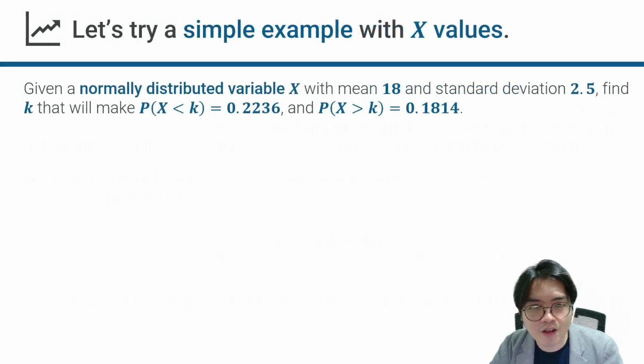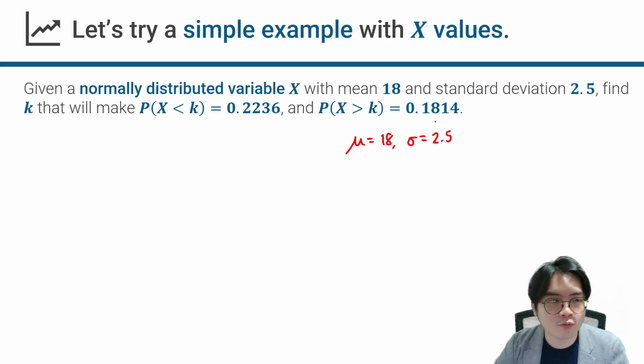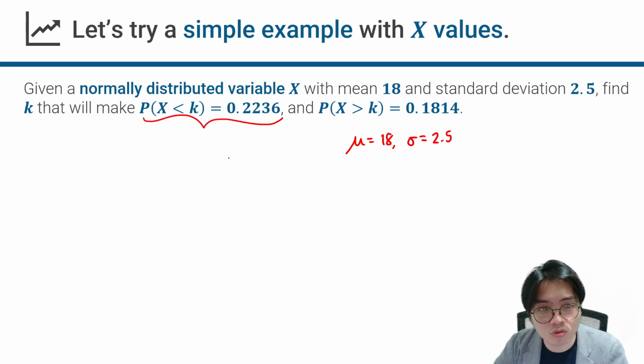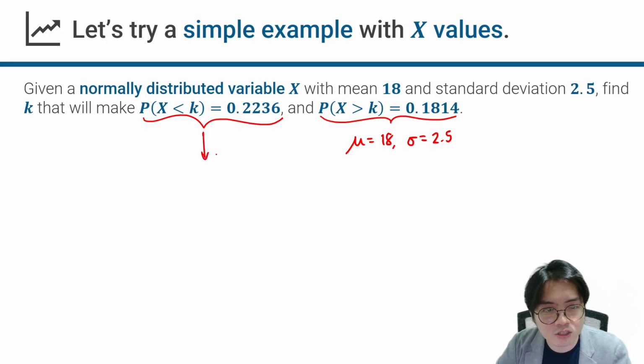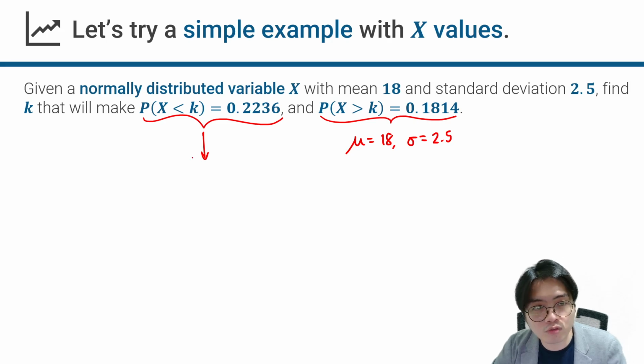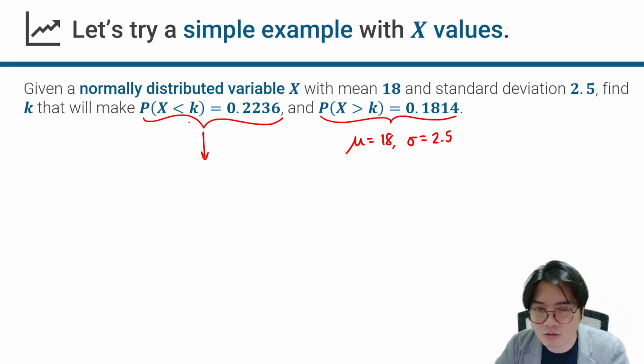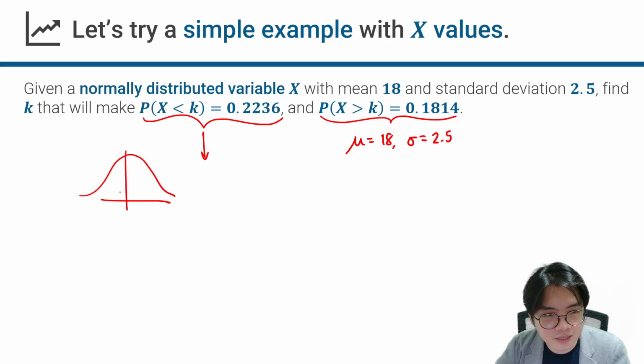Given a normally distributed variable x with a mean of 18 and a standard deviation of 2.5, we need x such that it will make this be 0.2236 and this be 0.1814. We have two different values of k in here. This one is easy enough because we just need to backtrack with the tables. 0.2236, this is x is less than that value. So this is what the tables really do mean, right? Something like this, and this is the value of k that we need.